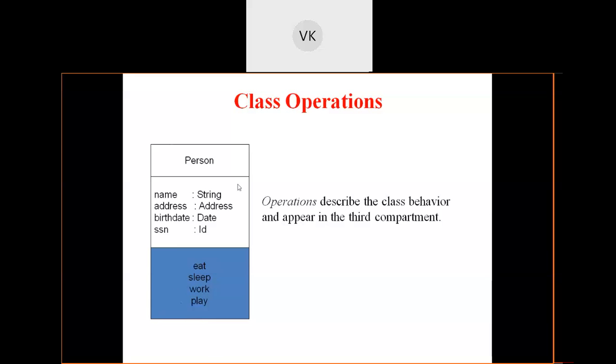This is a total description of the class. It is a three compartment structure. The first compartment is for naming the class, the second compartment is for writing the attributes, and the third compartment is for writing the operations done by the person.